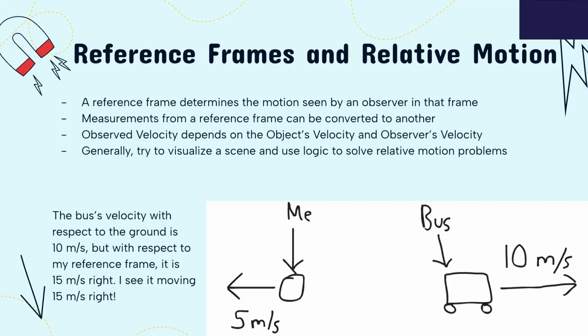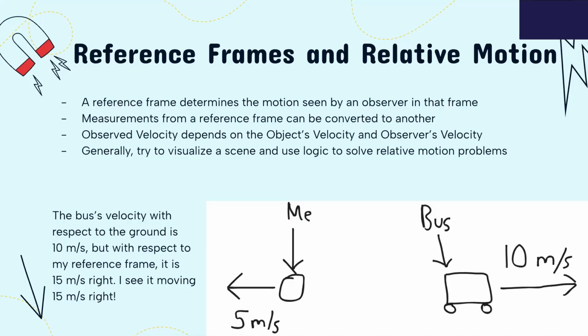Generally for these types of problems, try to visualize a scene and just use common sense and logic to solve it. So here at the bottom, I included a diagram of, let's say, me on the ground. I'm moving 5 meters per second to the left, and the bus is to the right of me, moving 10 meters per second to the right. So the bus with respect to the ground is 10 meters per second.